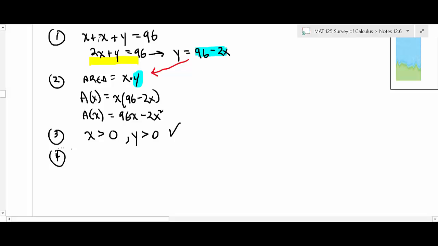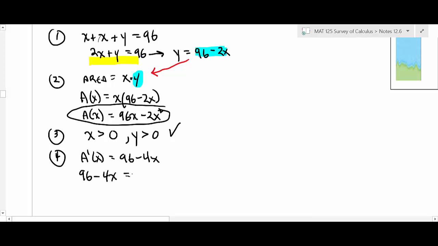Okay, now in step 4, we're going to go ahead and do our derivative. So now we want to find what maximizes that area. So what's the derivative of your function for area? 96 minus 4x. Okay, what do you do with that? Set it equal to 0, exactly. Just doing critical numbers now. So you want to write 96 minus 4x equals 0.